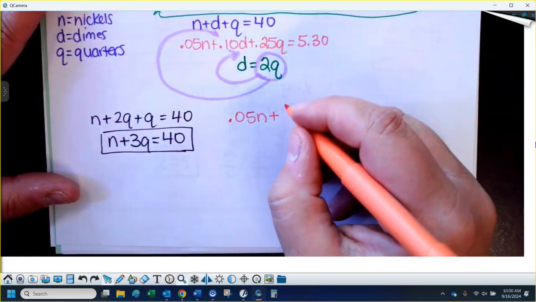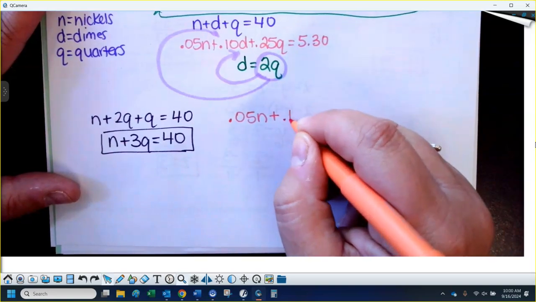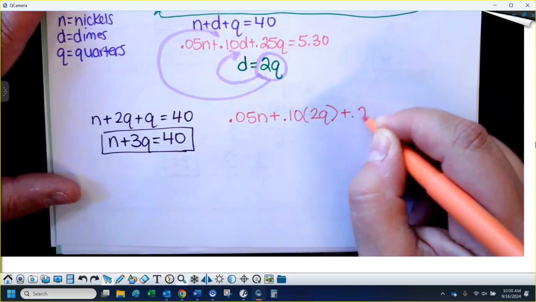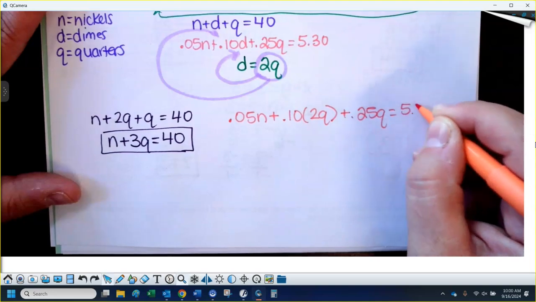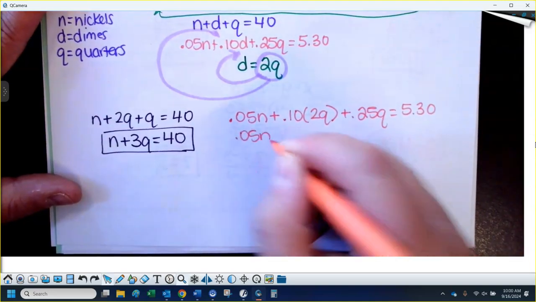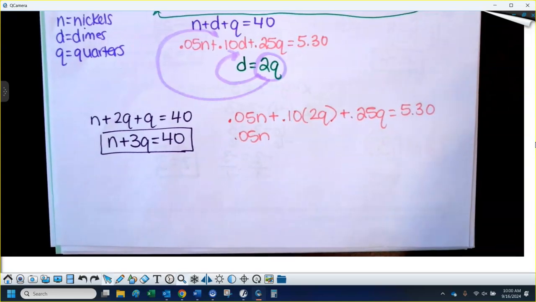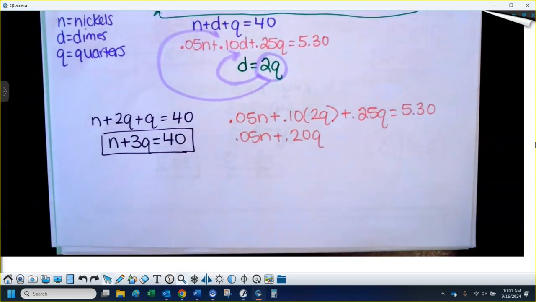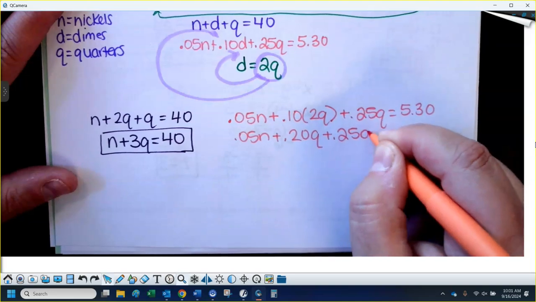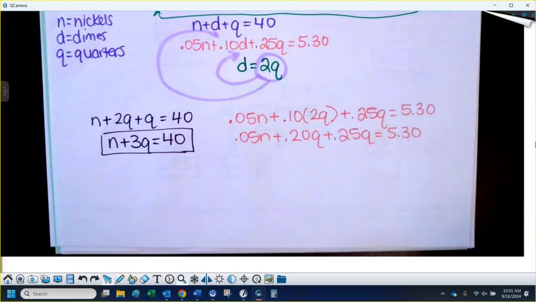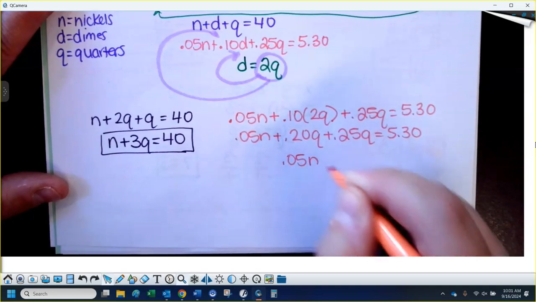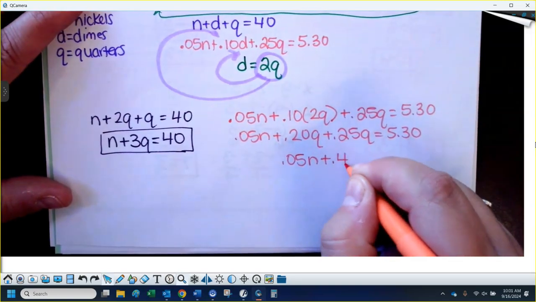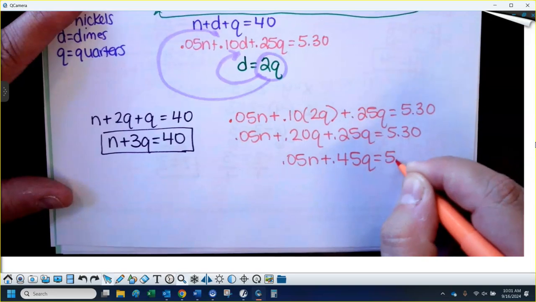But if you don't like it, just take that second line, multiply everything by 100, and then you can work with plain numbers. In place of the dimes there, I'm going to put 2q again, a little substitution, and I'm just writing the rest of the equation out here. Now, if I take 0.10, or a dime, multiplied by 2, it would look like 20 cents instead of 10 cents. Plus the 0.25q, 530 here. And we can combine the terms with the q's. So you have 0.05n, and 0.20 and 0.25 would be like 20 cents and 25 cents, so it'd look like 45 cents in front of your q's, 530.